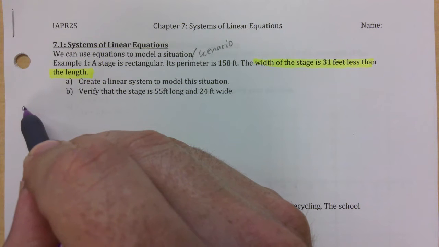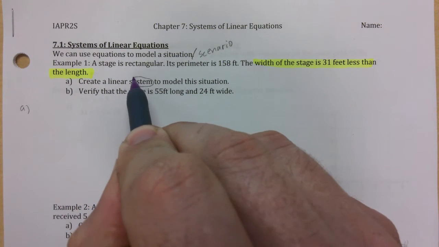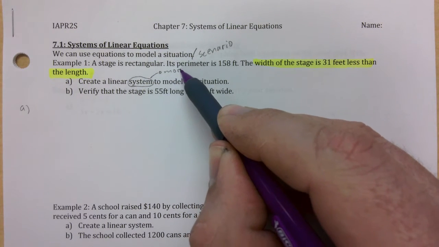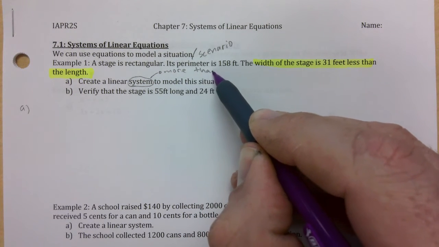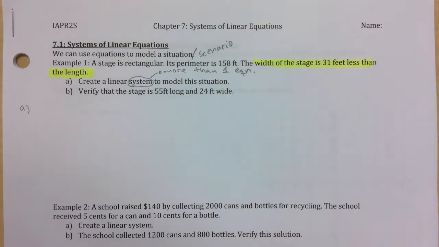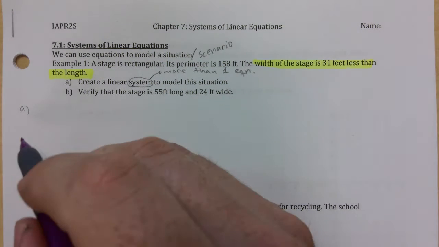So for A, we're going to create a linear system, right? A system just means more than one equation. Okay, a system is just more than one equation. That's all that is. So create a system, so you know there's going to be more than one equation that models a situation. So let's start with the facts.